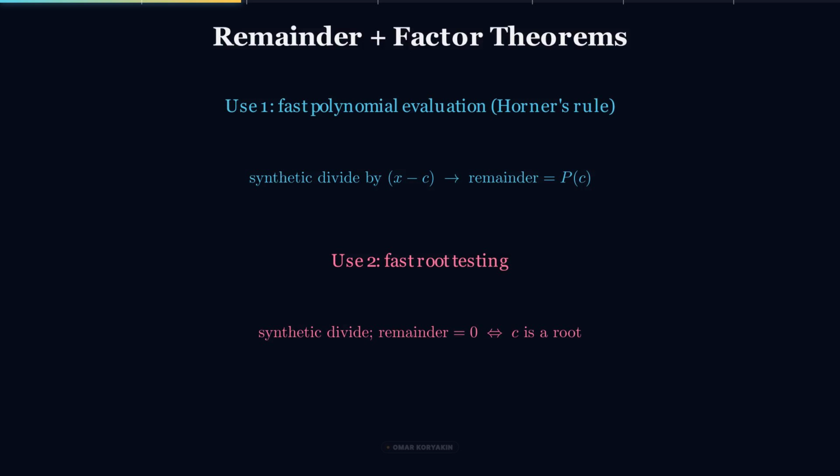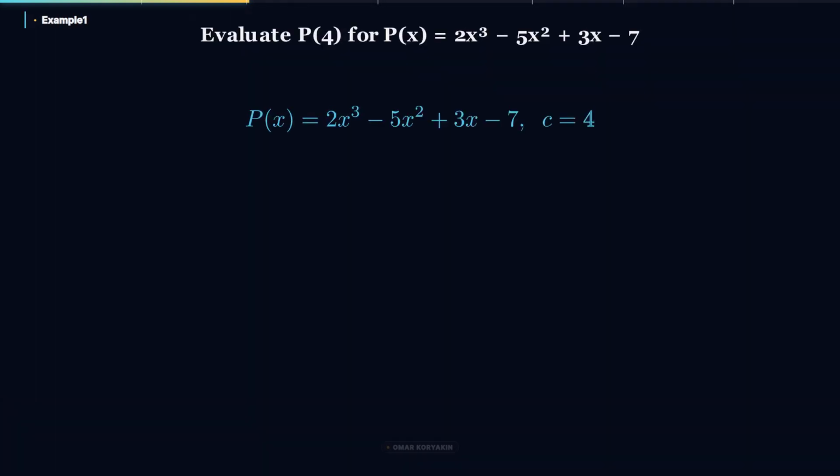Combined, synthetic division root testing is the foundation of the rational root theorem in Lesson 9, where rational candidates are tested one by one until all roots are found. Here is the first worked example.